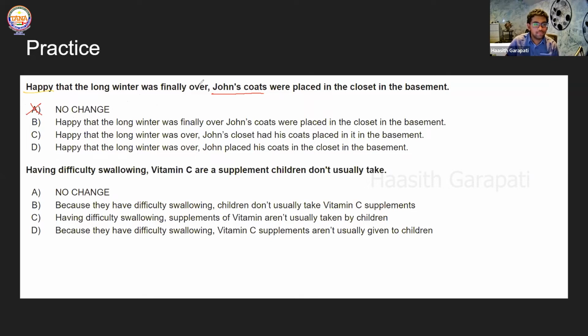What about B? Happy that the long winter was over, John's coats were placed in the closet in the basement. This is just a worse answer even than A because it's sort of the same thing, but there's no comma even. Commas are important because of the pause and also dependent clause, independent clause. We'll get into that way later. C: happy that the long winter was over, John's closet had his coats placed in it in the basement. Wow, that was some real backflipping that I had to do to make a sentence that complicated and unnecessary. I would never in my life write a sentence like this. This is an abomination. And also, John's closet cannot be happy, so C is wrong.